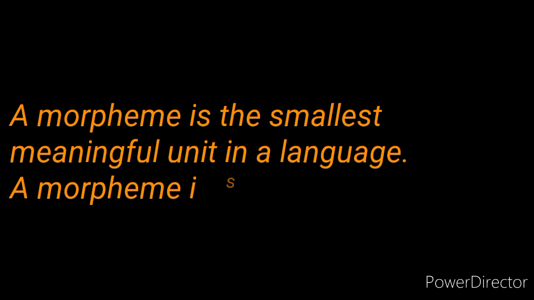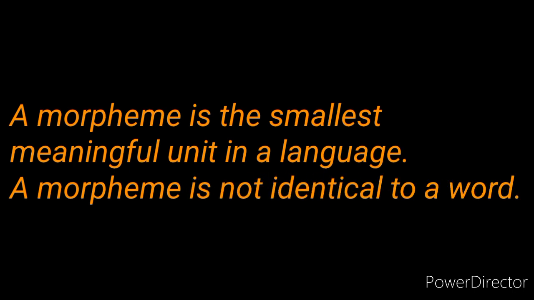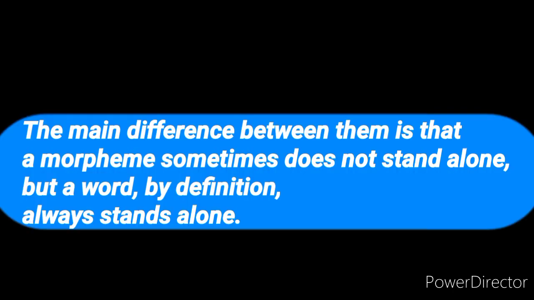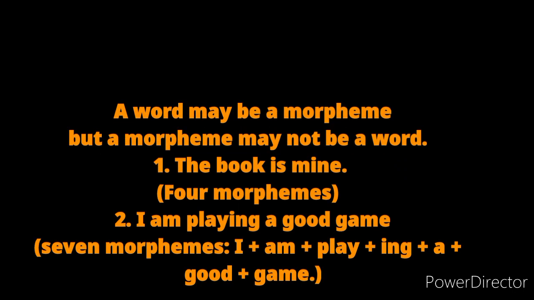So, what is the meaning of morpheme? Morpheme is the smallest meaningful unit in a language. Morpheme is not identical to a word. What is the main difference between a word and a morpheme? The main difference between them is that morpheme sometimes does not stand alone, but a word by definition always stands alone. A word may be a morpheme, but a morpheme may not be a word.